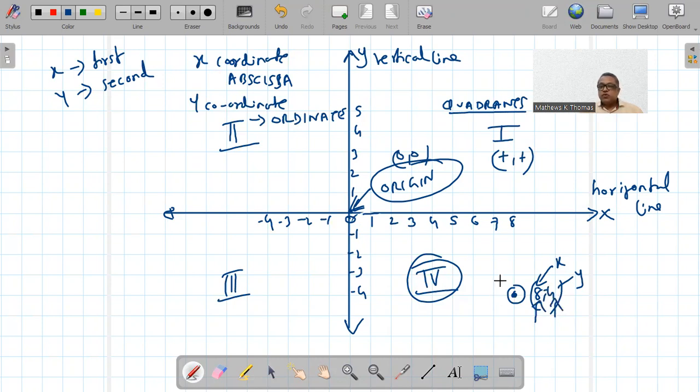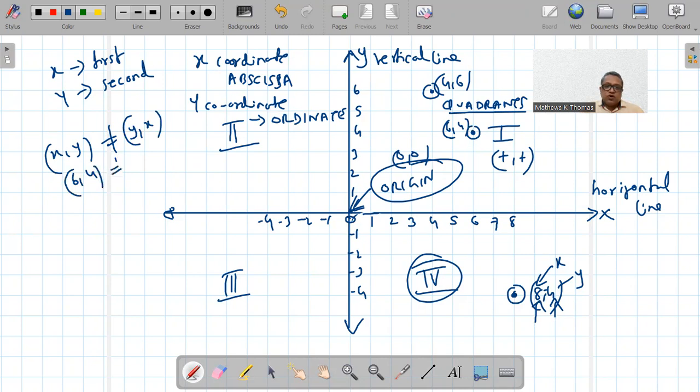If you look at the first quadrant here, let's say this point is going to be 6, 4. This point is going to be 4, 6. So please remember there is a difference between 6, 4 and 4, 6. So x comma y is not the same as y comma x. Okay, 6, 4 is not the same as 4, 6. They are separate points. 6, 4 is here, 4, 6 is here. Because when I'm saying 6, 4, it means x is 6 and y is 4. When I'm saying 4, 6, it means x is 4 and y is 6.